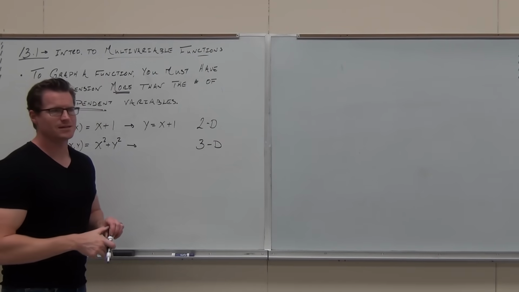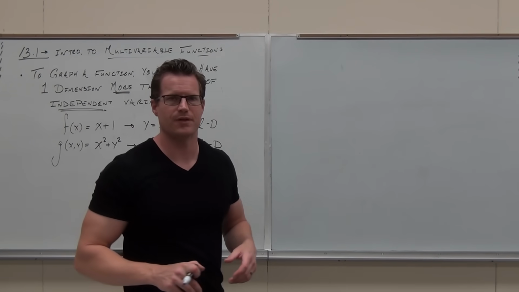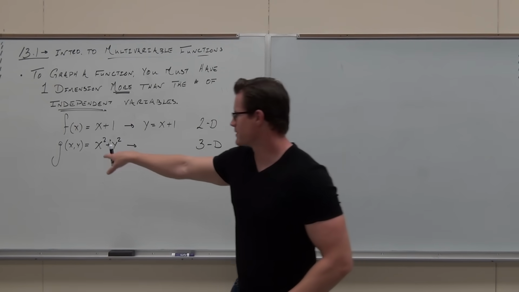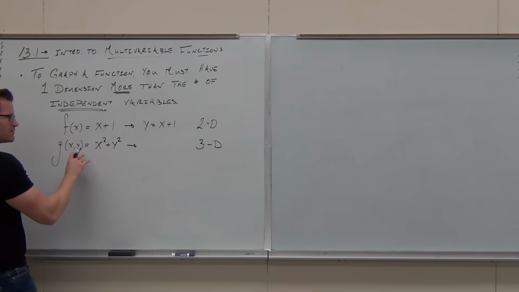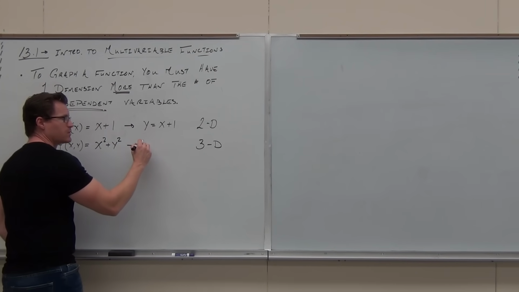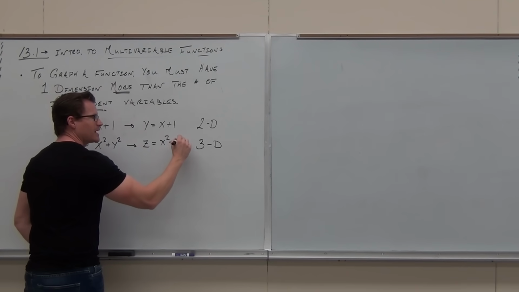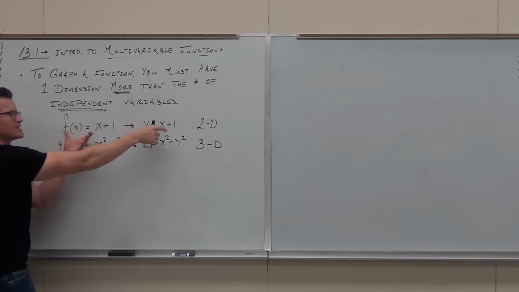A 3D necessity. Well, we need 3D to graph that surface. Also, you can always do this, just go one variable different than what you have for a dependent variable. If we have g of x y equals x squared plus y squared, we can represent that as z equals x squared plus y squared. I'd like you to get used to knowing these things mean the same thing.